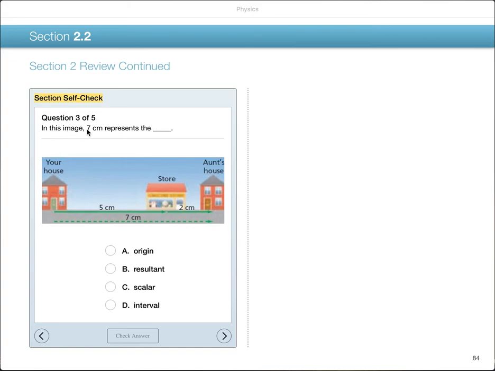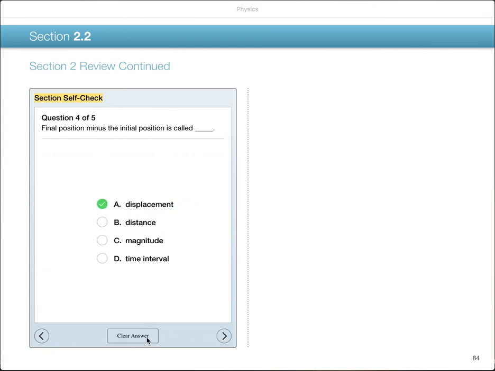In this image, 7 centimeters represents the what? Well, it looks like they took 5 and lined it up with 2 and then drew the resultant from the tail of the first to the head of the last. So that's the resultant. Final position minus initial position. That's a definition of delta x, or displacement.